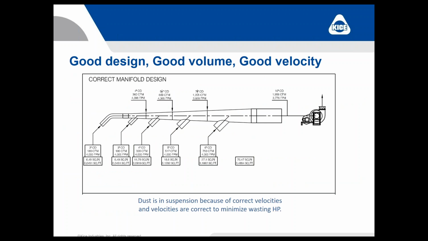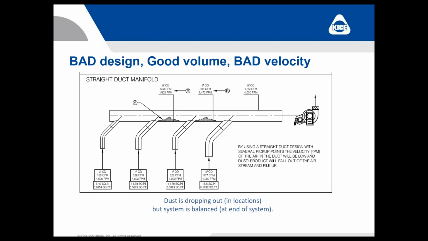Good design, starting left to right. My velocity is at 4,000 feet per minute. I add a 3-inch line, so that makes my two joining lines a little hotter. I add another line, add another line, and ultimately by the time I get to the fan, I'm at 3,776 feet per minute. So that's probably a good spot to convey dust back through the system. Everything's in suspension. You're not really wasting any horsepower.